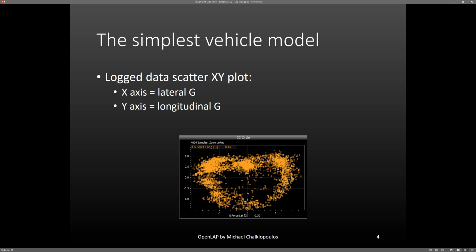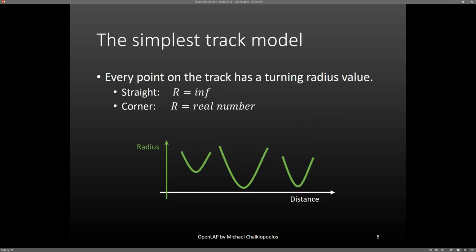The simplest vehicle model is a GG circle. If you plot the longitudinal versus lateral acceleration of a real race car, then you get something that looks like the shown plot. Now you can see something like a circle or an ellipse appearing inside this graph, and that is what we call a GG plot. The larger this circle or ellipse is, the faster the car is. In terms of the track, the simplest model you can create is a function of turning radius versus distance. The radius is infinite on the straights and has a real value whenever the vehicle is cornering.